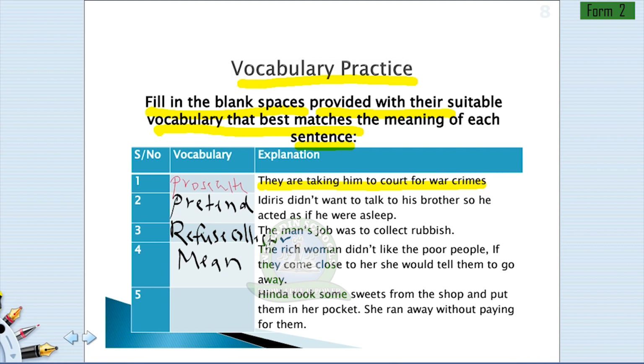Hinda took some sweets from the shop and put them in her pocket. She ran away without paying for them. What's that? This is an example. Shoplifted. Thank you very much.